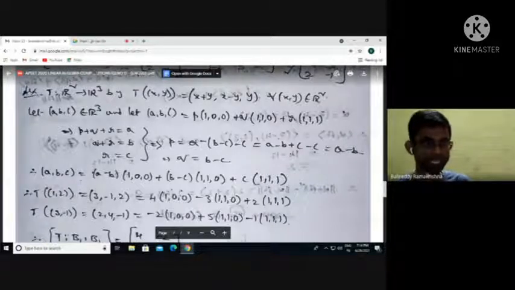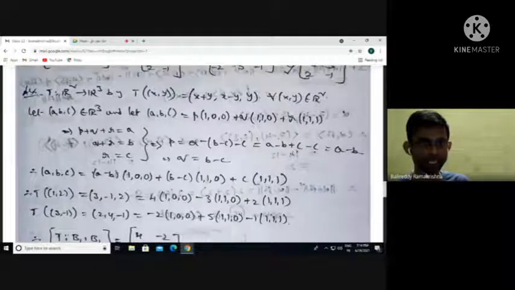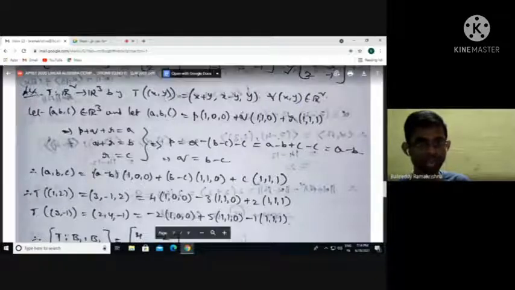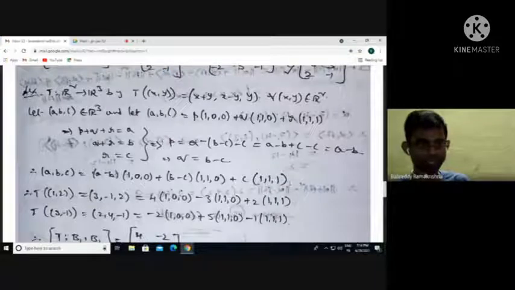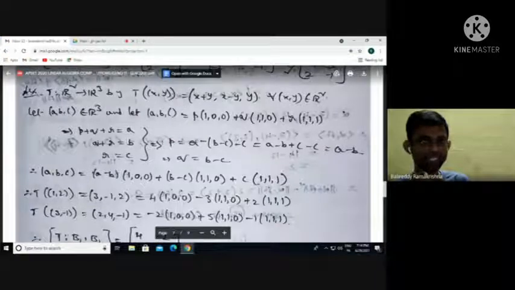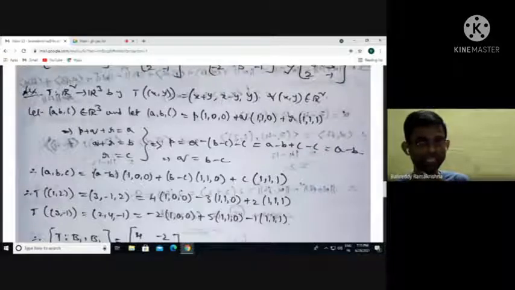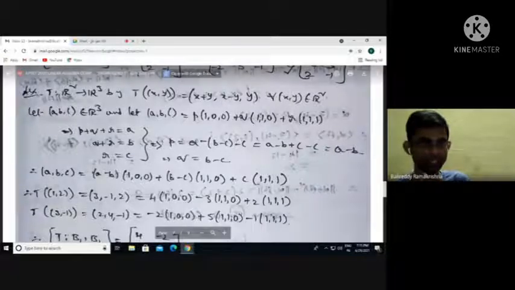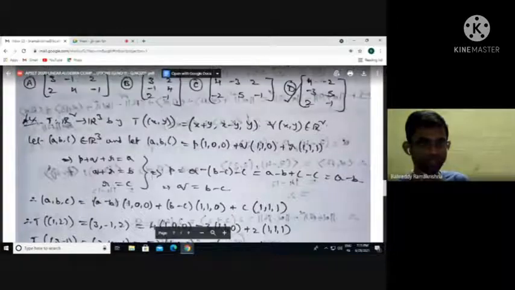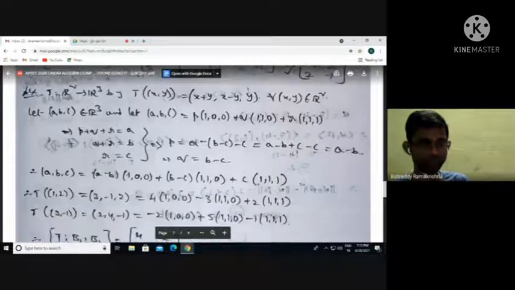Therefore, (a, b, c) can be written as (a minus b) into (1, 0, 0) plus (b minus c) into (1, 1, 0) plus c into (1, 1, 1). Now the given transformation is T(x, y) equal to (x plus y, x minus y, y). So first we have to take the ordered basis as (1, 2), so x is equal to 1 and y is equal to 2.